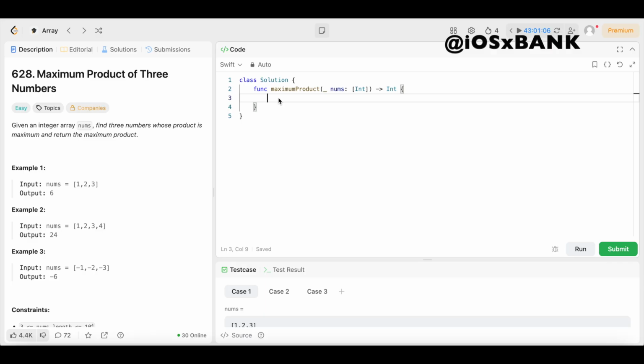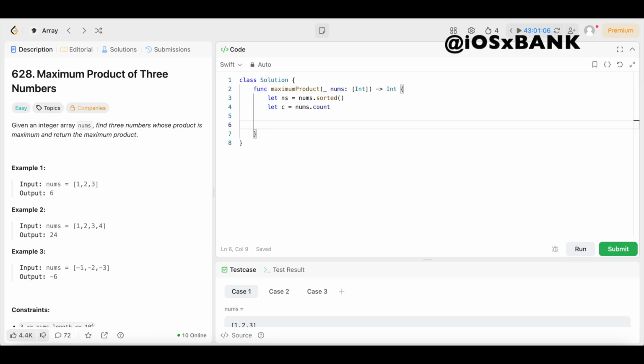The solution is not difficult at all. The first thing we're going to do is sort the array so that the numbers are in ascending order. So we'll just say let ns equal nums.sorted(), boom. Then we're going to get the total count of the elements by saying let c equal nums.count. Boom. So now we have the array sorted and we have the count.